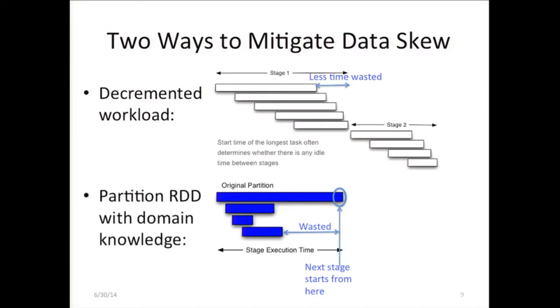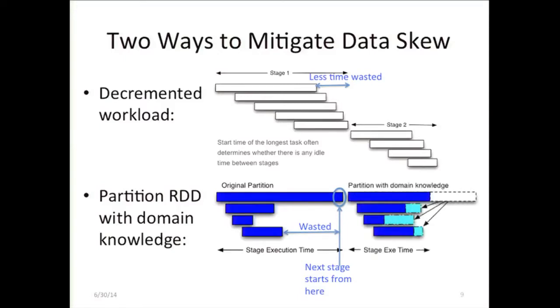The second way we do it is partitioning the RDD with domain knowledge. With domain knowledge, we can make sure that each slice will contain almost similar computation complexity. So in this way, we do the partitioning more wisely. You can see if we have the domain knowledge, we can know that this task might be tough, might contain the tough data. So we can partition the RDD this way, which will have the stage execution time being shorter.